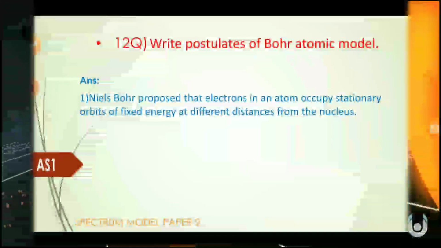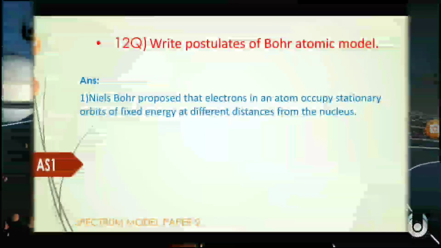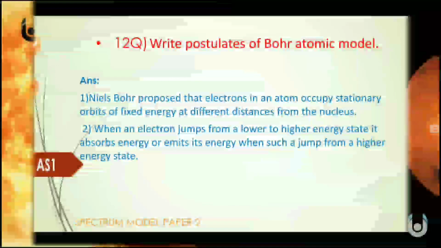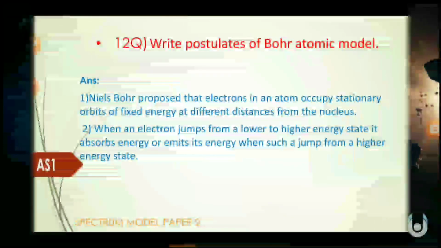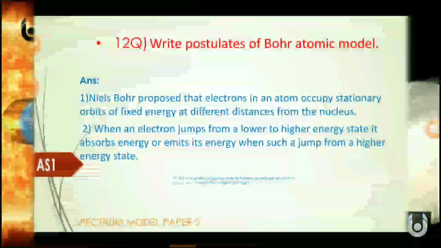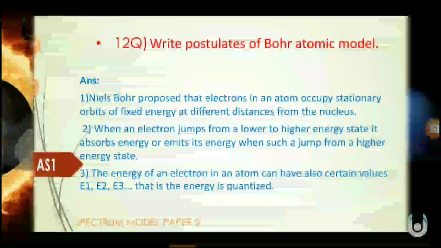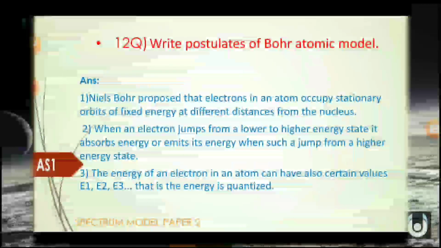Niels Bohr proposed that electrons in an atom occupy stationary orbits of fixed energy at different distances from the nucleus. When an electron jumps from a lower to a higher energy state, it absorbs energy, or emits energy when it jumps from a higher energy state to a lower one. The energy of an electron in an atom can have only certain values, E1, E2, E3, that is, the energy is quantized.